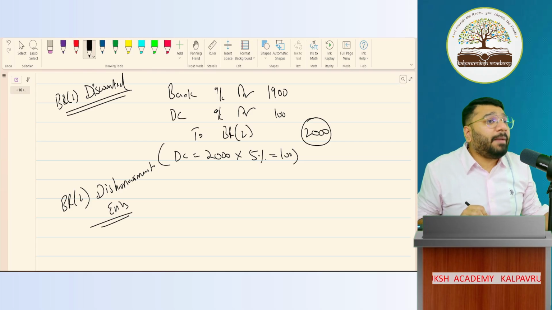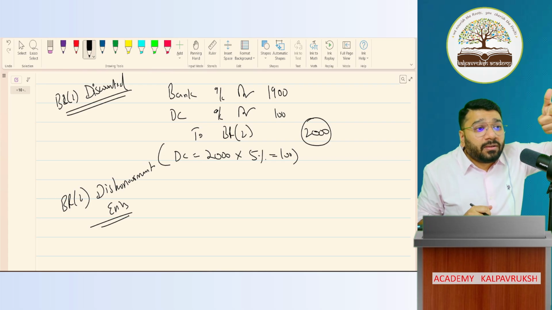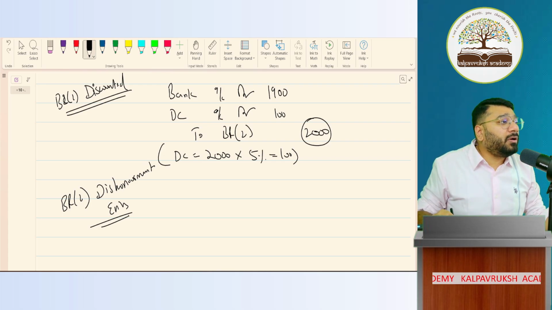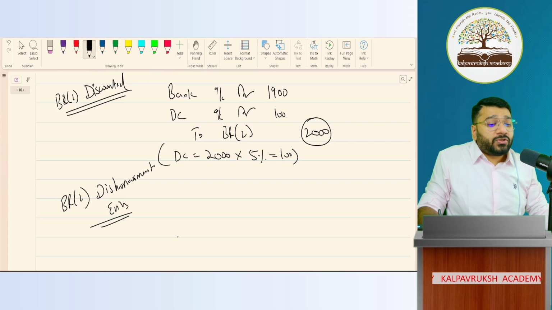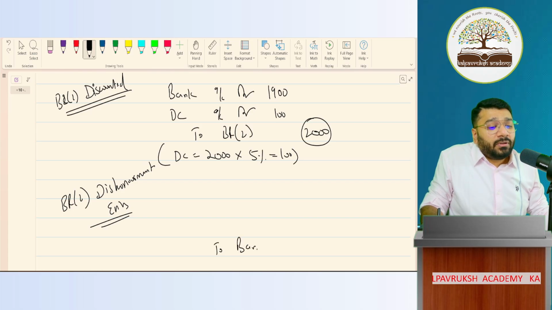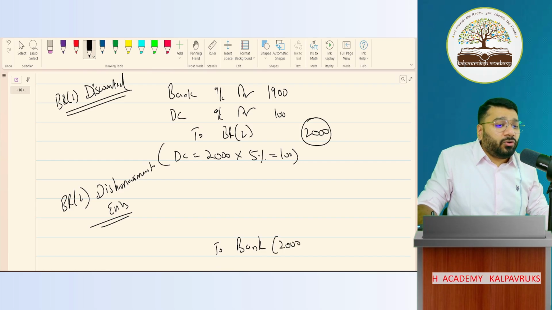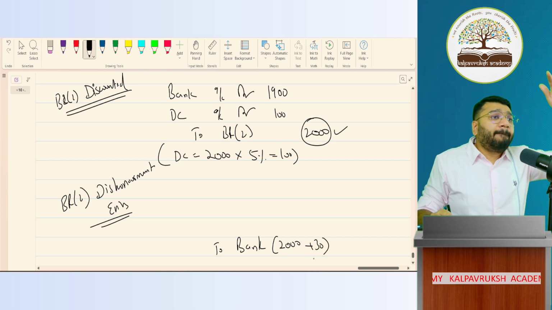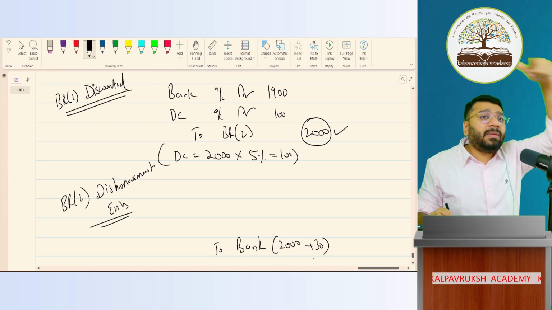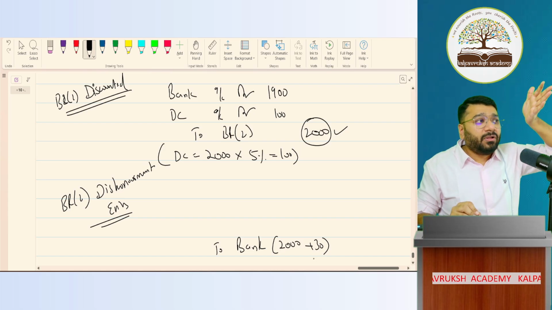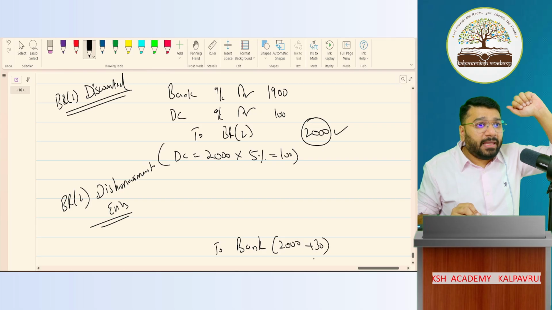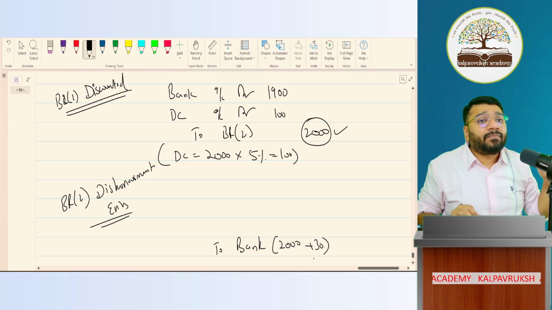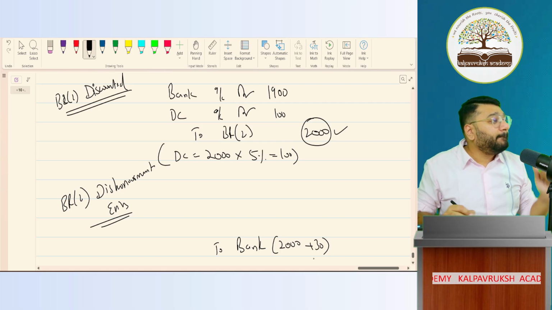Upon dishonorment, what will happen? The banker will come and throw the bill on your face. From you, he will take money and go. How much money is he taking? He will take two amounts. One is the 2000 rupees that he gave you. Along with that, noting charges of 30 rupees. The banker took the notary public along with him to get the noting work done. So the banker paid the money to the notary public, and that money will be recovered from A. A will recover that from B.